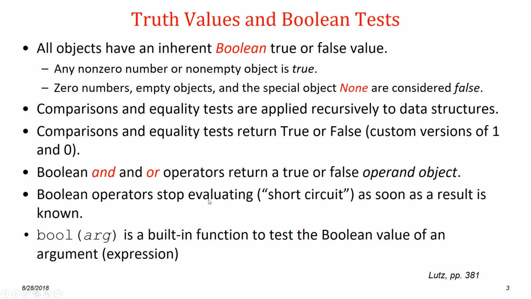Next, Boolean operators stop evaluating, what's called short-circuiting, as soon as the result is known. That becomes important in determining the return value, because once you know the result of an expression, it simply returns the value. It stops. It doesn't continue the evaluation. bool() is a built-in function that tests the Boolean value. You can put any expression in this function and you're simply going to get a True or False return that is equivalent to the Boolean value of that expression.